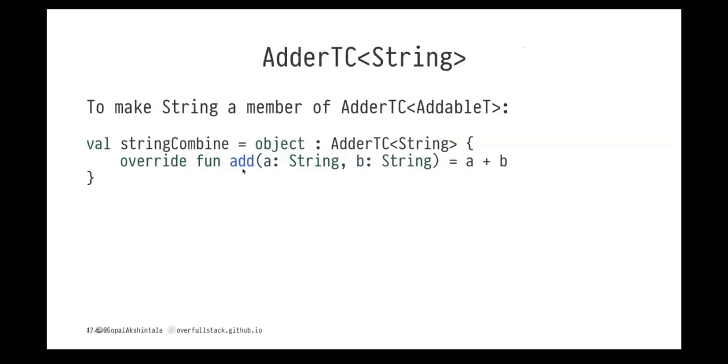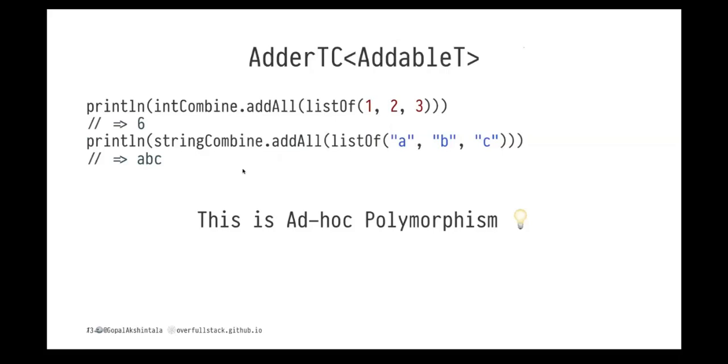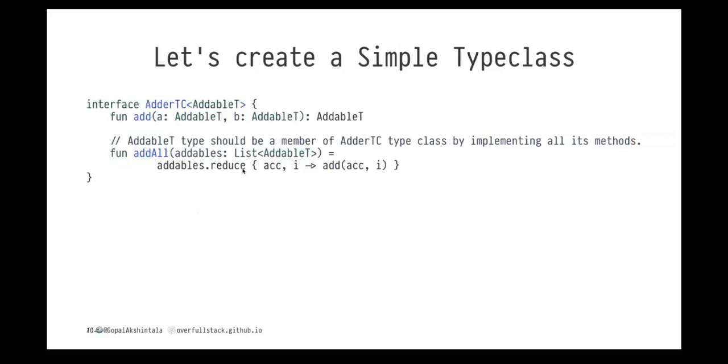So this is how I can make use of that concrete instance to actually use my addAll. So what happened is I implemented add and I got addAll for free, right? So my analogy here is addAll is a template. AddAll is a template, isn't it? AddAll has a generic and has an algorithm. This is a very simple example, just for the sake of our understanding.